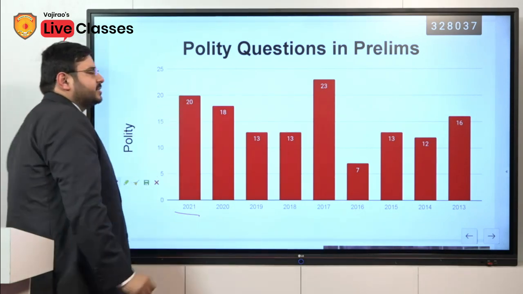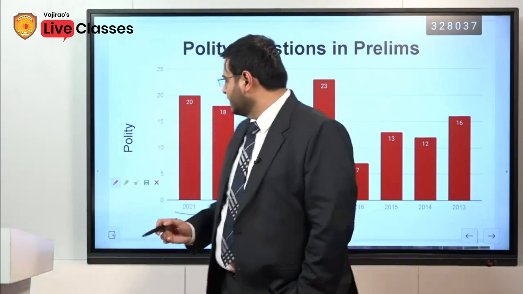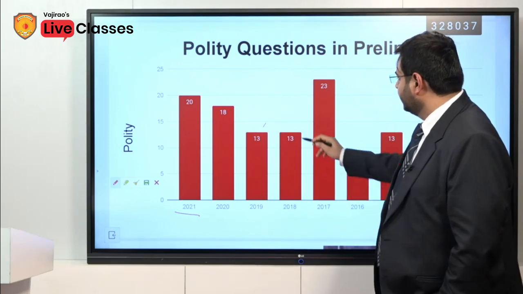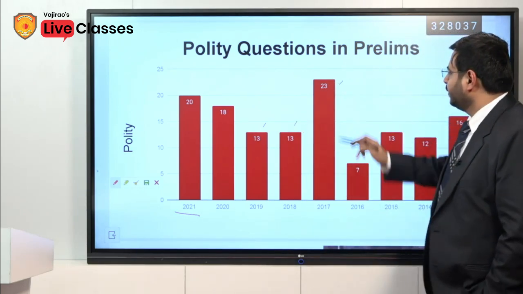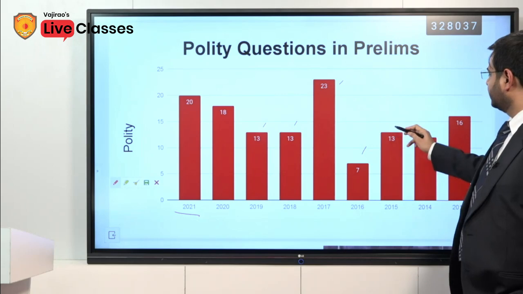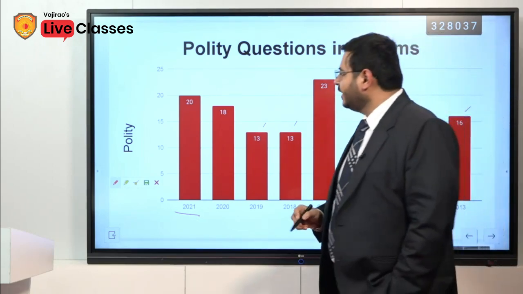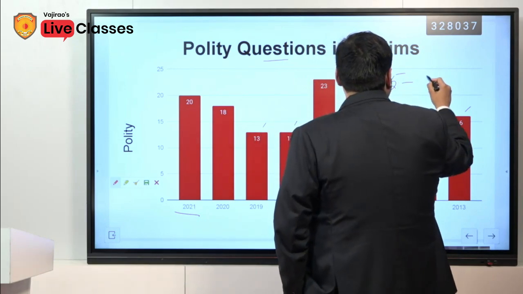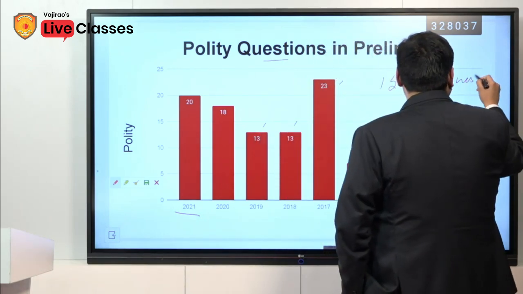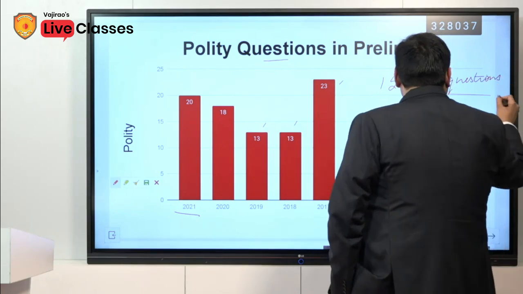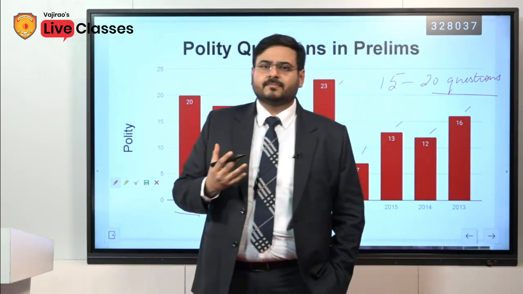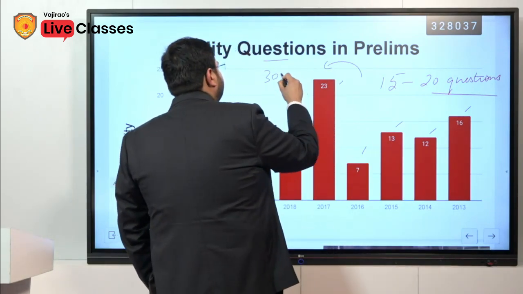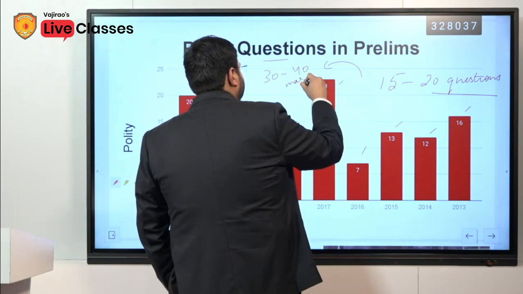When you look at the Indian polity and governance questions, you have seen that in the 2021 paper, 20 questions are asked from Indian polity and governance. In 2020, 18 questions, 19, 13 questions, 18 again, 13, then 23 questions, 7 questions, 13, 12 and 16. So on an average from the Indian polity and governance, we see 15 to 20 questions being asked. That means in the prelims examination, these questions will carry approximately 30 to 40 marks.